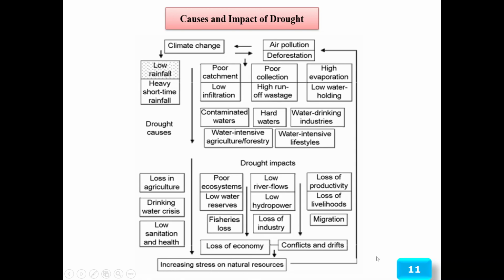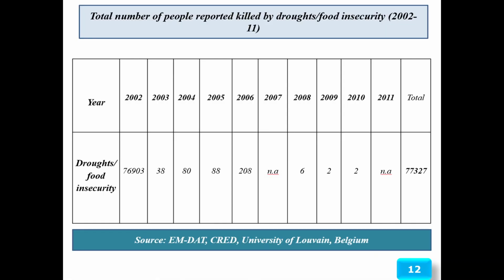finally increasing stress on natural resources. See the total number of people reported killed by drought and food insecurity in the years 2002 to 2011. So this many people are affected by drought and food insecurity: totally 77,330,327 people are affected in this period alone. This is the source from Belgium.